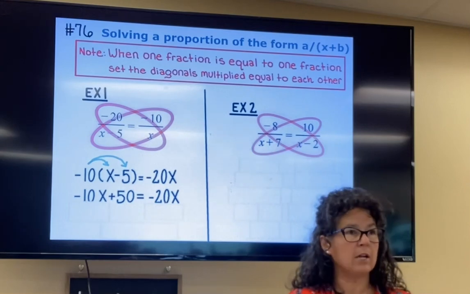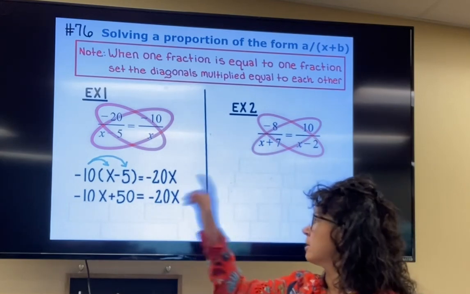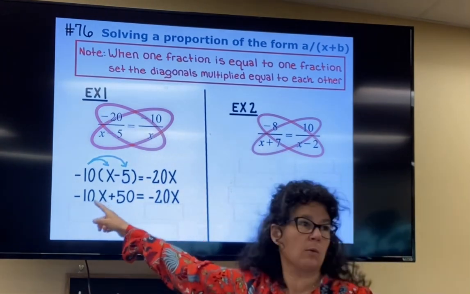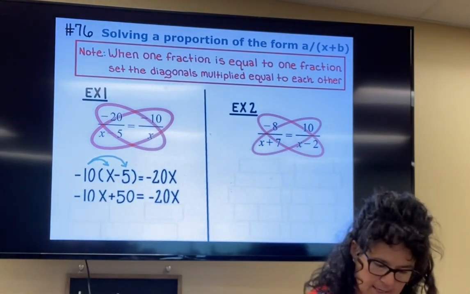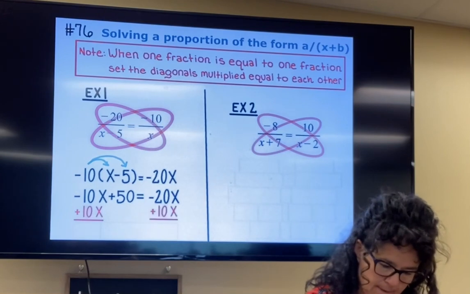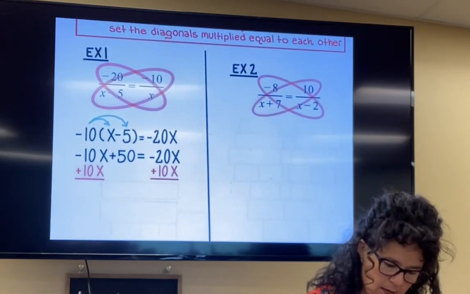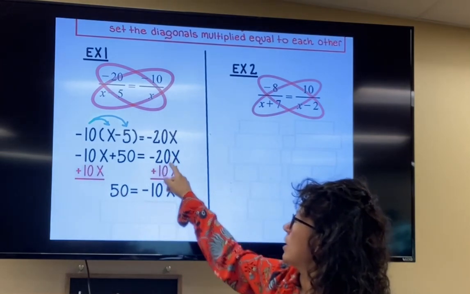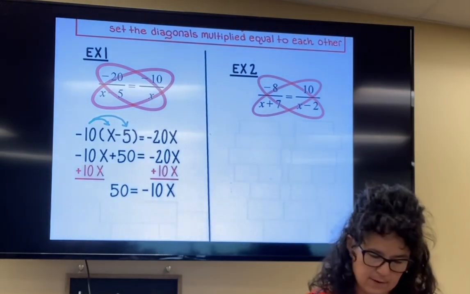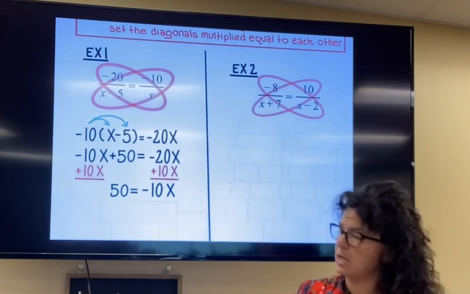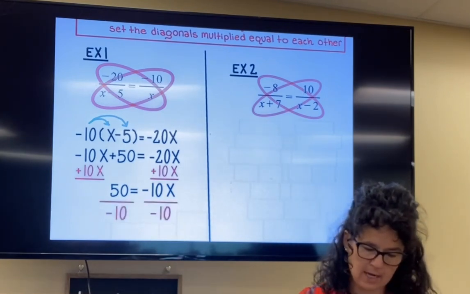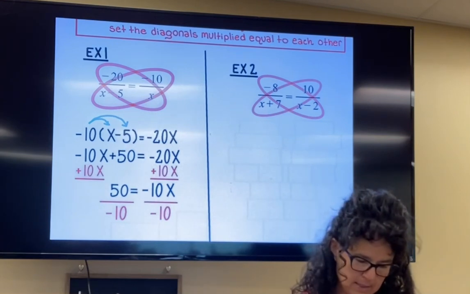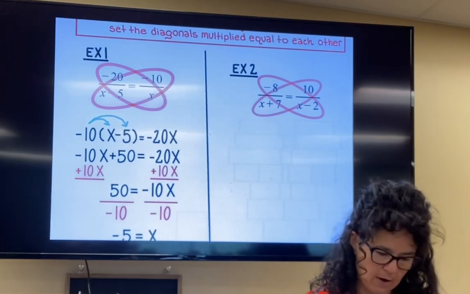Now we're going to move letters to one side, numbers to the other. So I'm going to take these x's and move it over here. To get rid of minus 10x, I'll add 10x. Okay, and then we have 50 left over. Negative 20x plus 10x is negative 10x. Divide both sides by negative 10. And then finally, 50 divided by negative 10 is negative 5.